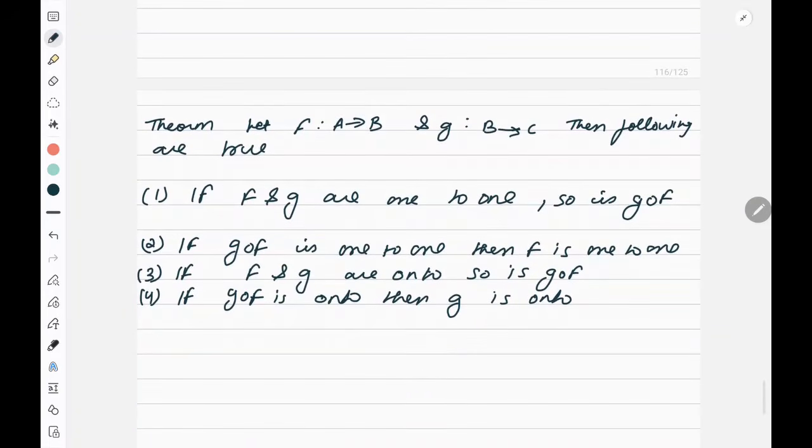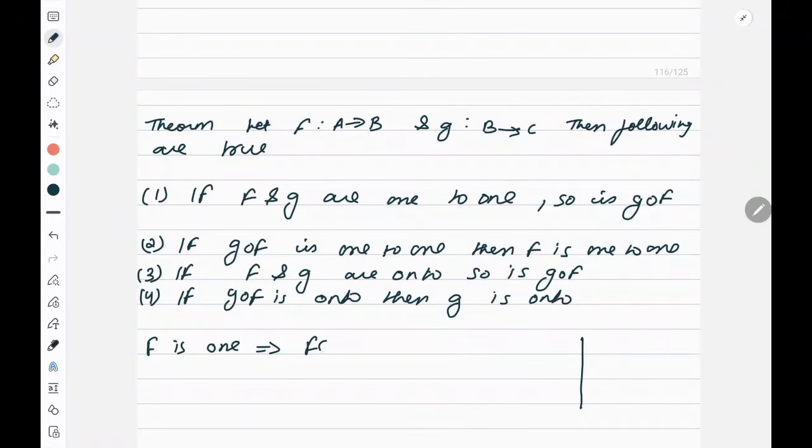Now this is a good question. This is basically a theorem: if f and g are functions, then the following are true. Now see, what is the first thing? If f and g are 1 to 1, so is GOF. So basically I need to prove that GOF is 1 1. To prove that any function is 1 1, what was the concept? The simple concept was, I'll explain like this. f and g are given 1 1. If f is 1 1, what does it mean?